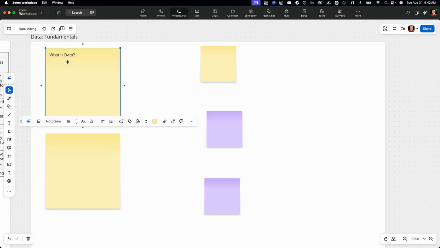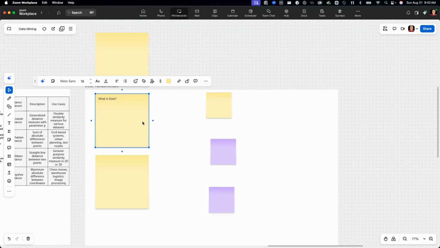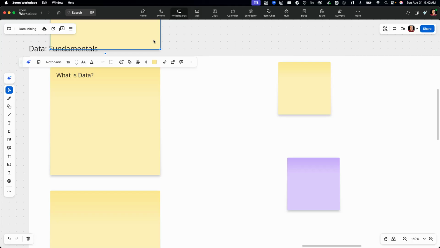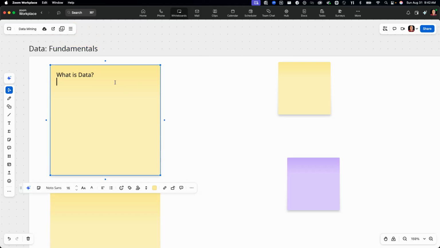What is data? It's a collection of objects, records, cases, instances, and their attributes, features, and variables.